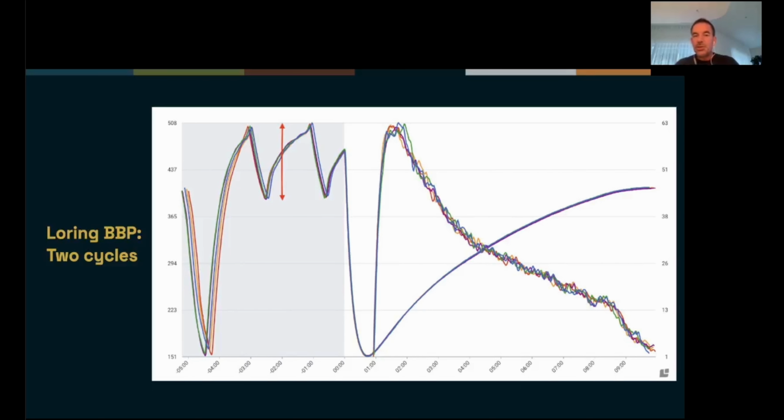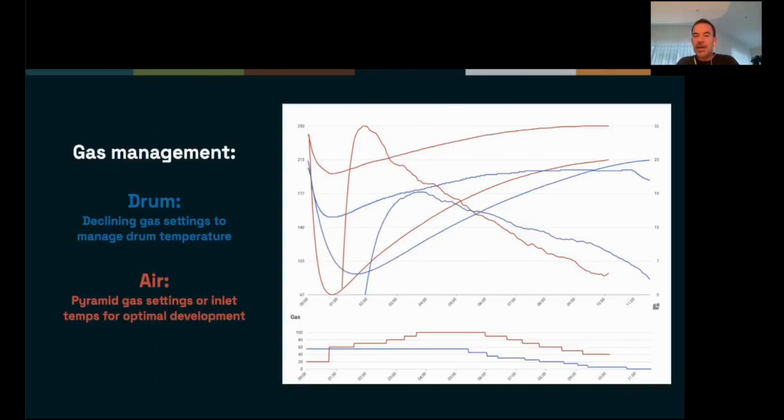Yeah, so we talked a little bit about the pyramid gas settings for air roasting. The idea simply is that in a drum roaster, the drum absorbs and stores a lot of heat and then releases it later in a roast. In an air roaster, you don't have that heat storage, so you have to continue applying more heat later in the process.